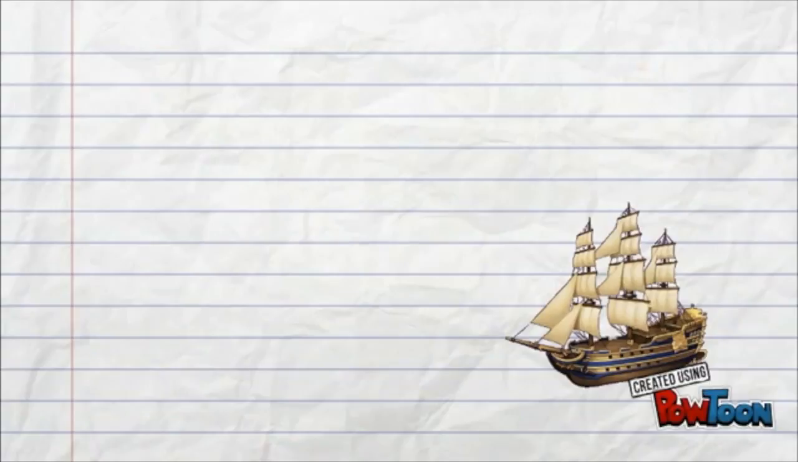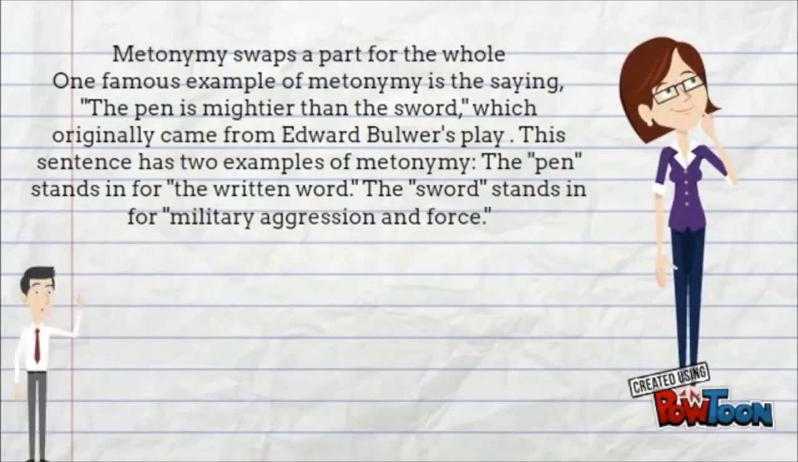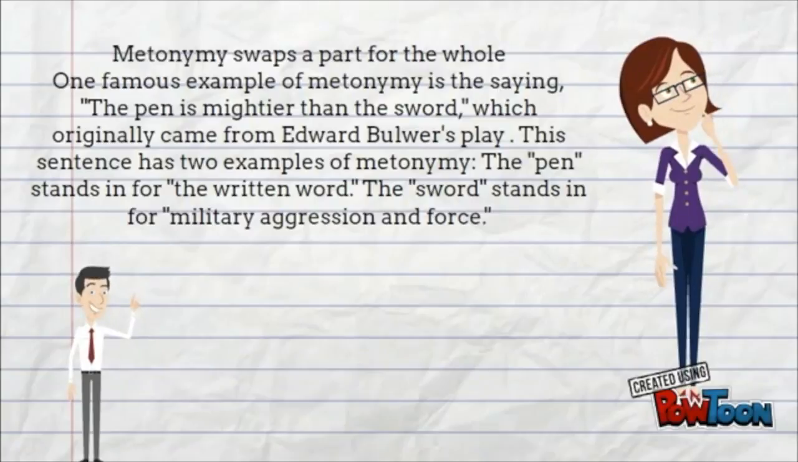Figures of thought are the styles that rhetoric can take, the way that an argument is approached. Metonymy swaps the part for the whole. One famous example of metonymy is the saying, "The pen is mightier than the sword," which originally came from Edward Bulwer's play. This sentence has two examples of metonymy. The pen stands in for the written word, and the sword stands in for military aggression and force.